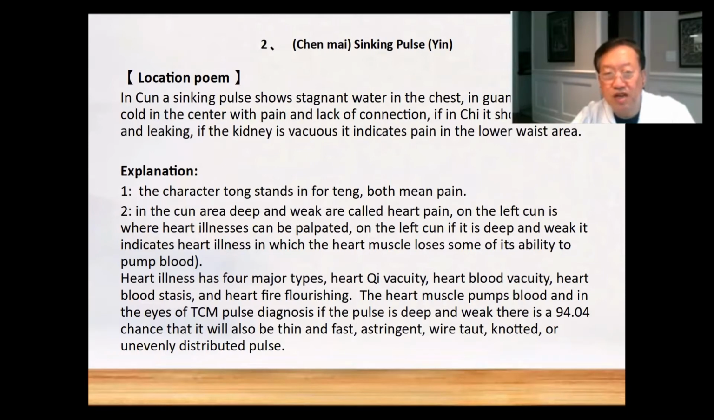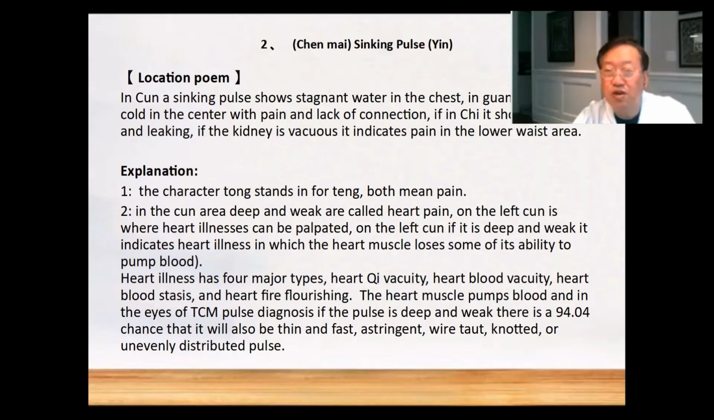Location poem. In Tuan, a sinking pulse shows stagnant water in the chest. In Guan, it shows cold in the center, with pain and lack of connection. If in Chur, it shows turbidity and leaking. If the kidney is vacuous, it indicates pain in the lower waist area. Explanation. The character tong stands in for tongue, both mean pain.